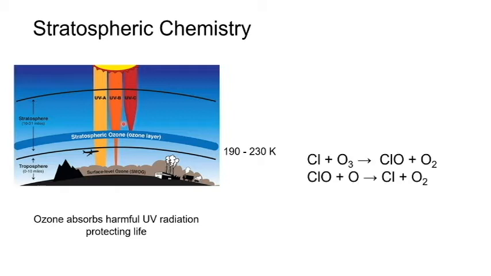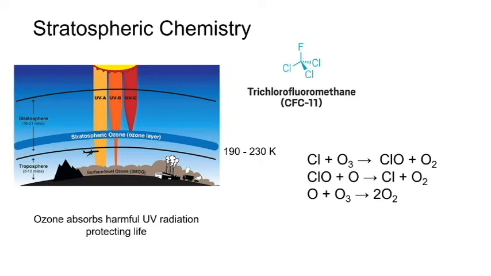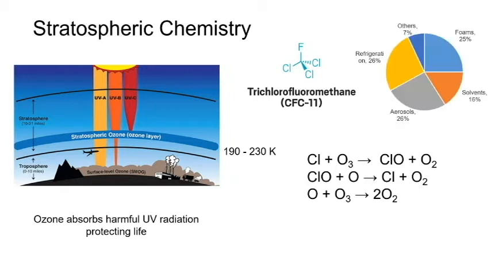Now, during the 70s and 80s, it was realized that a lot of this ozone was disappearing, and it was discovered that this was due to reactions of chlorine atoms that would react efficiently with ozone, even at these low temperatures, to form ClO. And then ClO would react with oxygen atoms to regenerate our chlorine. And so this means that one chlorine atom could go round this cycle, removing ozone several hundreds, if not thousands of times. Now, the chlorine came from CFCs that were man-made chemicals used in a variety of important applications.